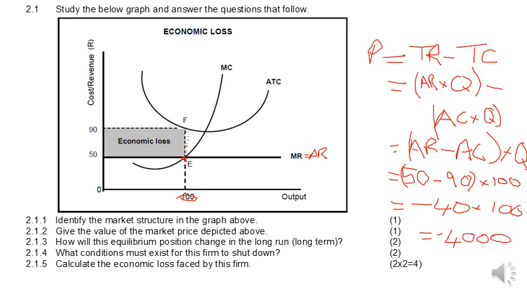So you can always check that by checking the position of your average cost curve as well. We already discussed earlier that it is above the average revenue curve, so it should be an economic loss. And they've told you in the question as well. So that's 2.1. I'm going to do another question with you.